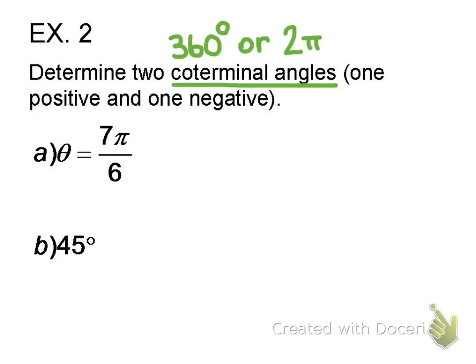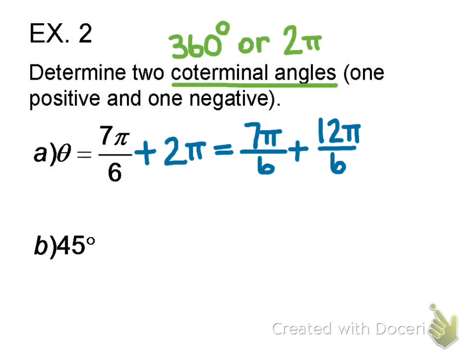So if we start with A, we've got 7 pi over 6, and we want to find a positive and negative coterminal angle. So what we're going to do is add 2 pi to our angle, and then in a minute we'll come back and subtract 2 pi from our angle to find the other one. In order to add these two, one is a fraction, so I need to have both as fractions with a common denominator so I can add them together. So for 7 pi over 6, we're going to change 2 pi to something over 6. To get a 6 on the bottom, I'm going to have to multiply 6 on top and bottom. So that's going to give me 12 pi over 6.